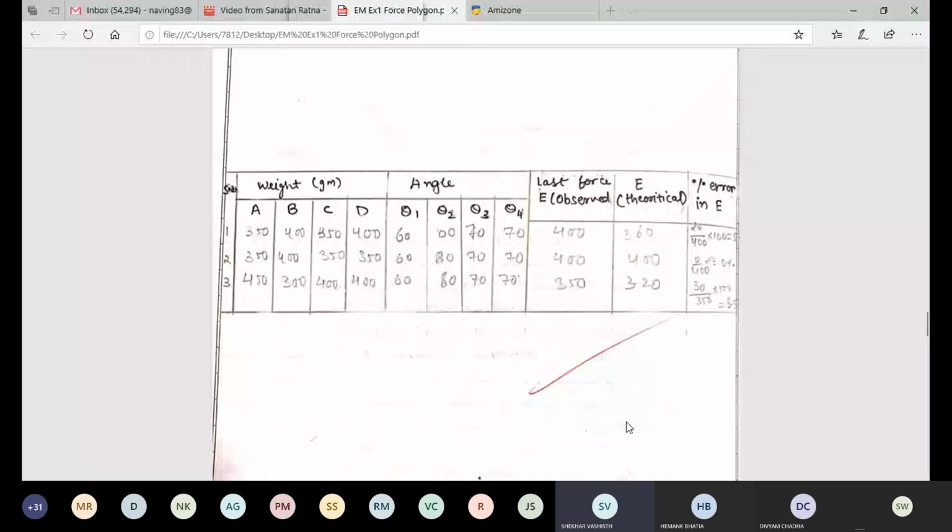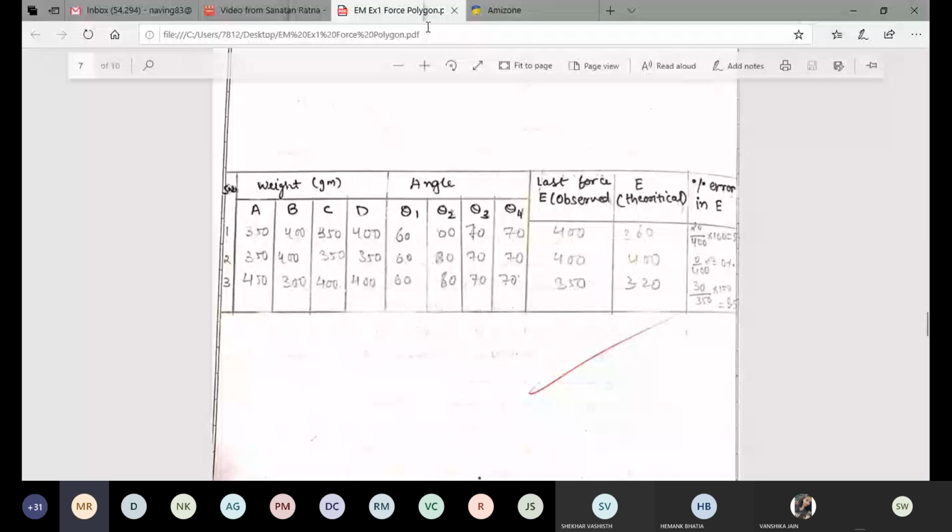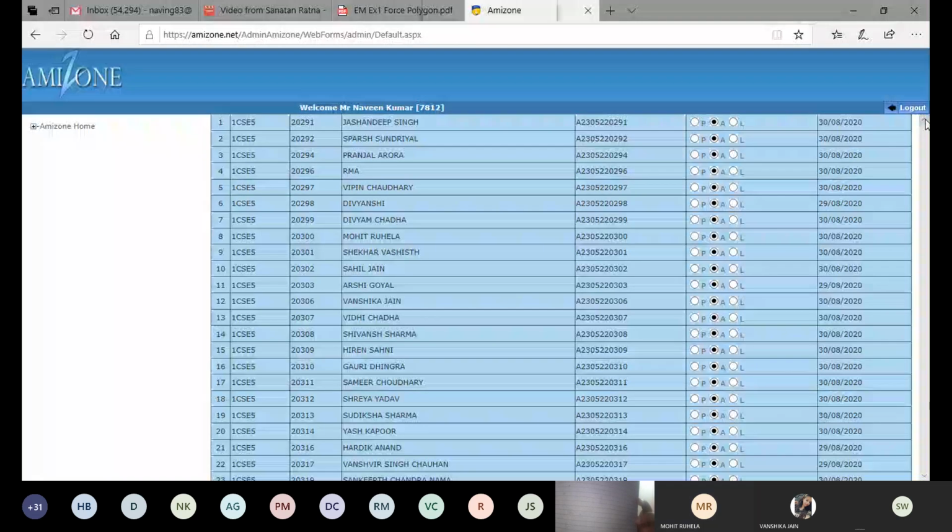In the third reading, is the weight 450 or 400? 450. Okay, sir. Which roll number were we on? Sir, 301. 301. Yes. Show me the diagram. Shekhar.